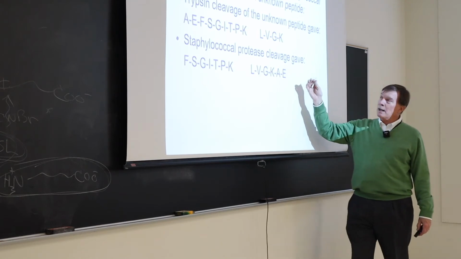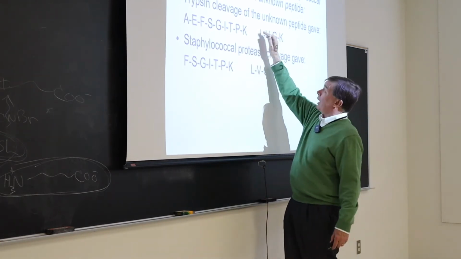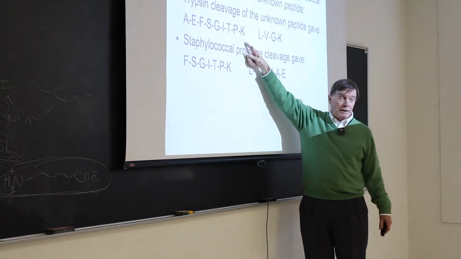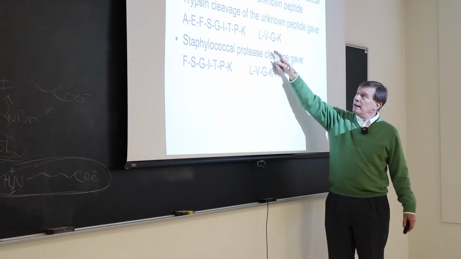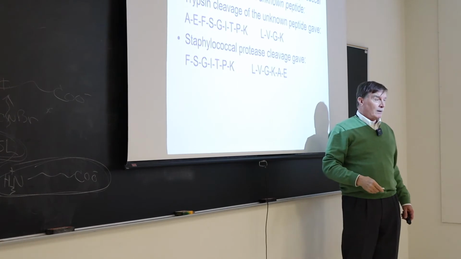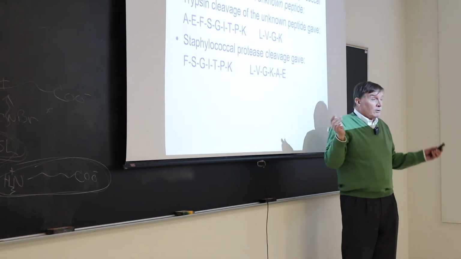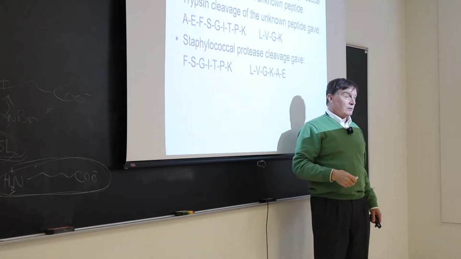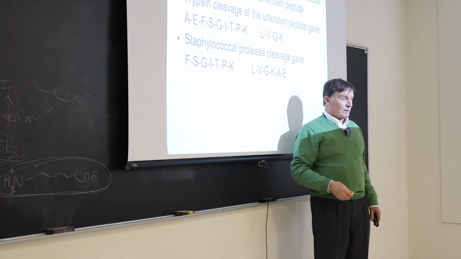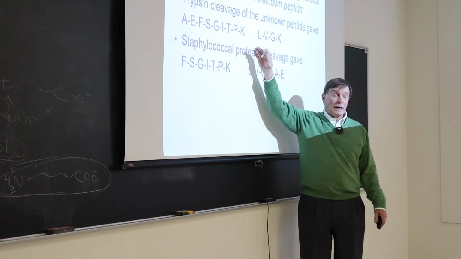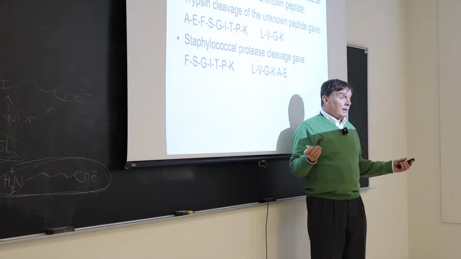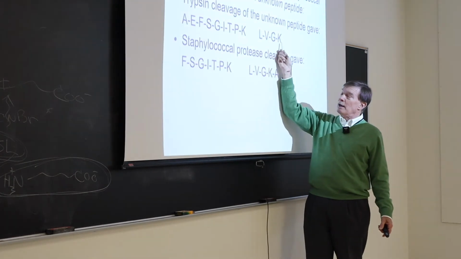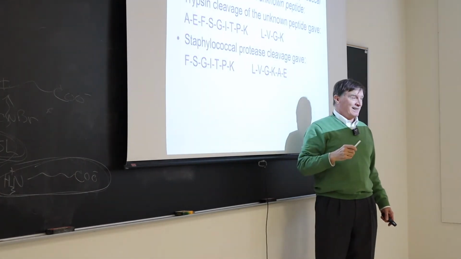Here's an example. Let's say you do trypsin cleavage of some unknown peptide and you get AEF and so on out to K for one peptide and LVGK for the other one. You say, great, I can put that back together and know the original sequence, except you got Ks at both ends. What's K? Lysine. Lysine, good. So you got 2 lysines. Trypsin cleaves at lysines. So one of those is a cleavage point. The other one is the end of the protein, right?